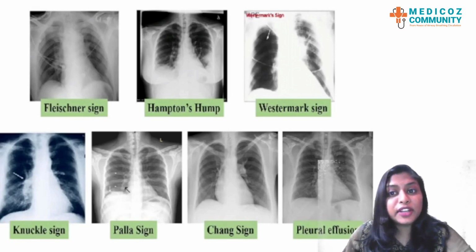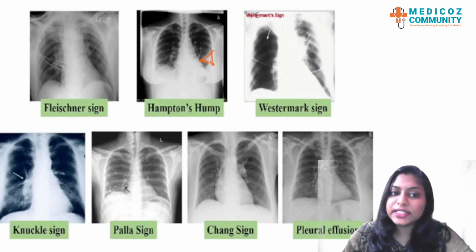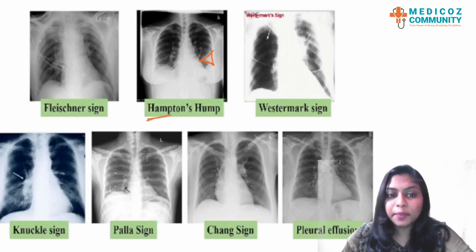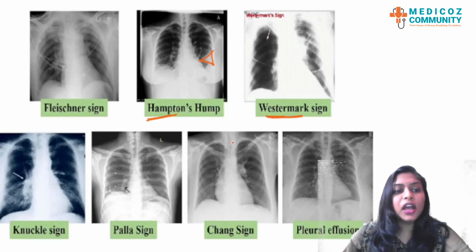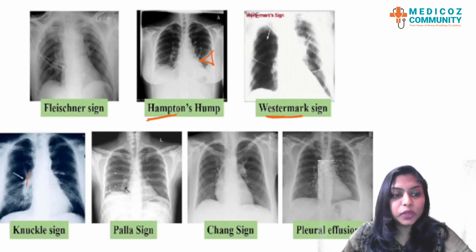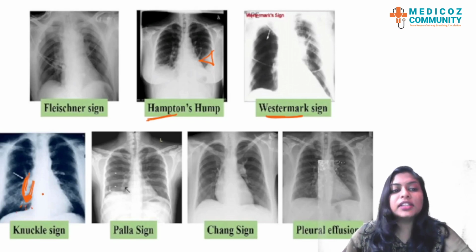First, let us see the wedge-shaped opacity I was talking about. The wedge-shaped opacity is seen peripherally as a radiodense structure here. It is called Hampton's hump. There is oligemia. We can see there is vasculature on this side, but there is a complete dark side on the right side. It is because of the oligemia. This is called Westermarck sign. As I have already told you, there is enlargement of the descending pulmonary artery. This is the enlarged descending pulmonary artery, probably due to an embolus here, and there is tapering of the vessels distal to it. This is called the knuckle sign, and there is pleural effusion.